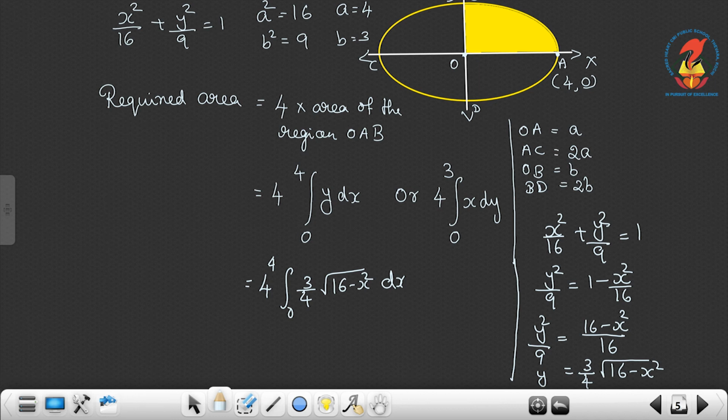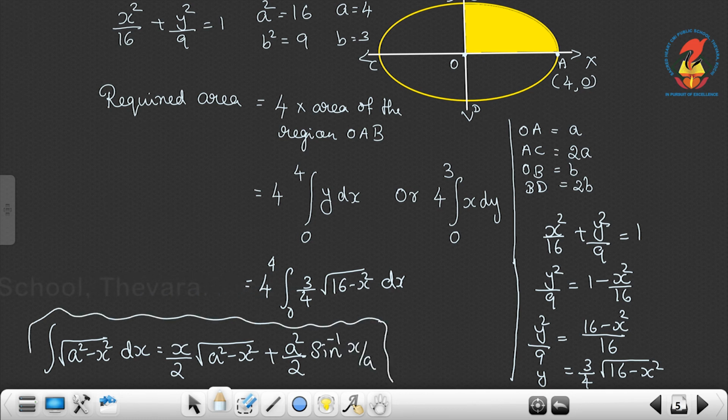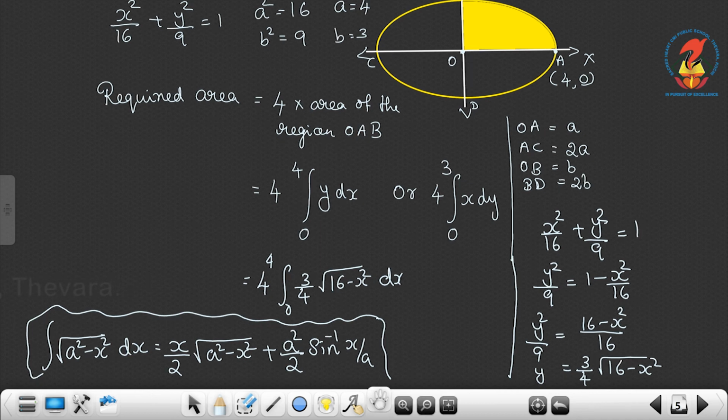Now, how to integrate? 3 by 4 we can take outside since it is a constant. Root of 16 minus x square. We have the standard result: what is the integral of root of a square minus x square? It is x by 2 root of a square minus x square plus a square by 2 sine inverse x by a. This is the result that we have to use here.